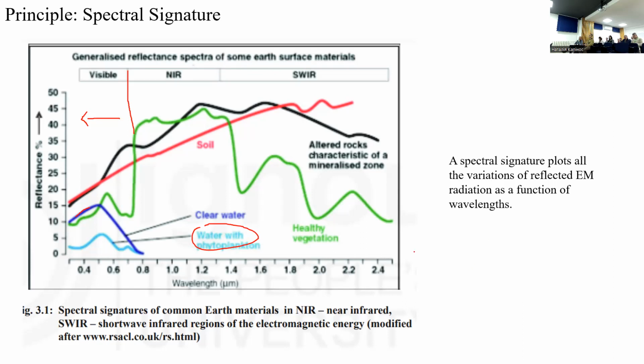What you need to see is that the black one are the altered rocks, and these altered rocks actually make up the soil. So you can see that there is a distinct, this is just a generalized graph, but you can see that in the infrared and the short wavelength infrared, the spectrum is quite different than what it is in the visible domain.